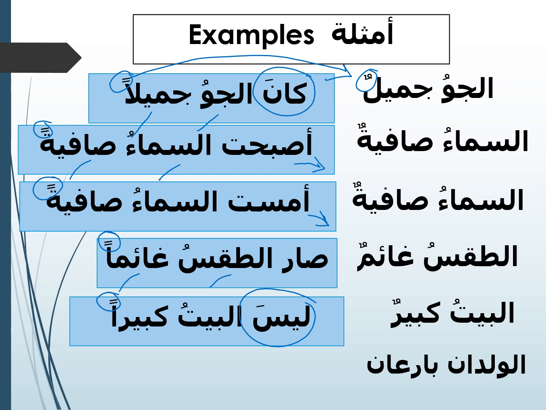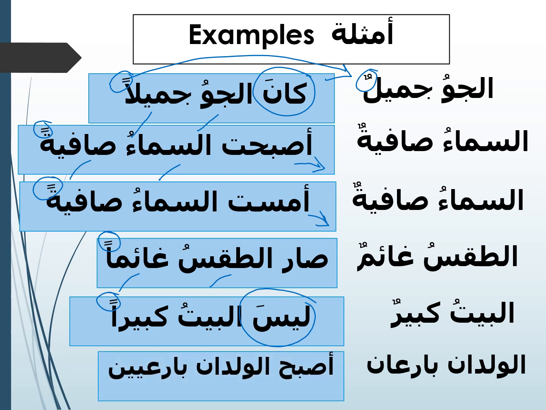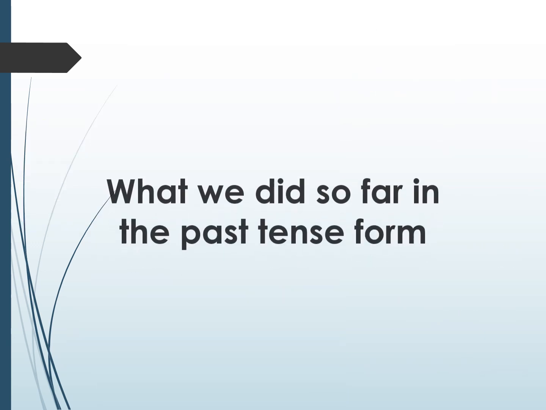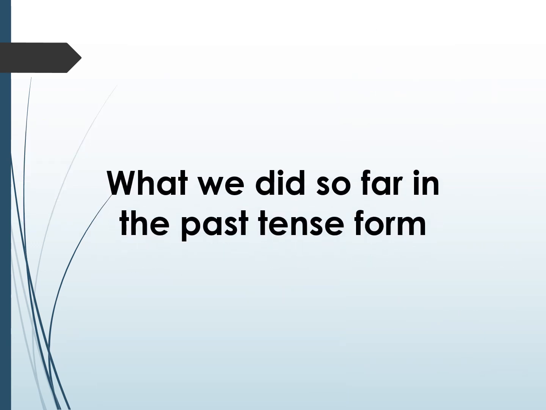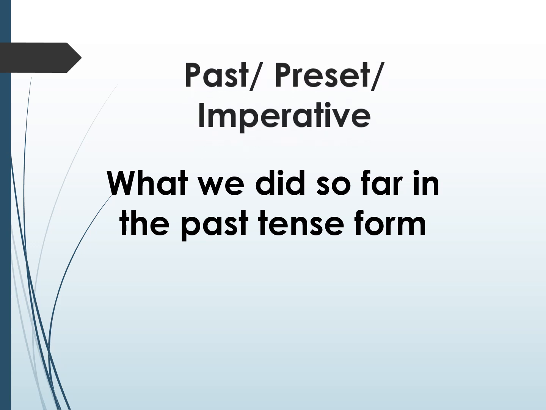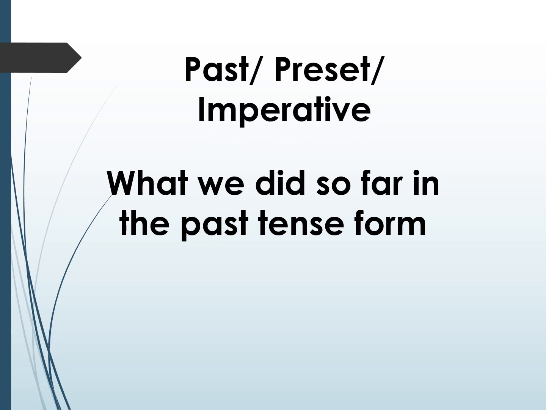الولدان بارعان. Both boys are genius. أصبح الولدان بارعين. Accusative case. We never say أصبح الولدان بارعان because here we have أصبح. أصبح is Kana's sister, so they work the same. What we did so far, we did everything in the past tense. Now let's work on the present tense and imperative.